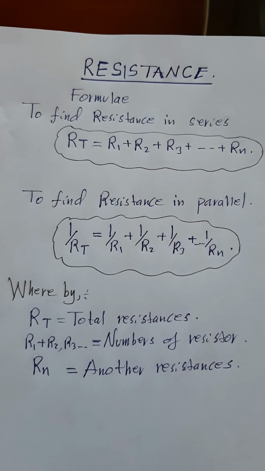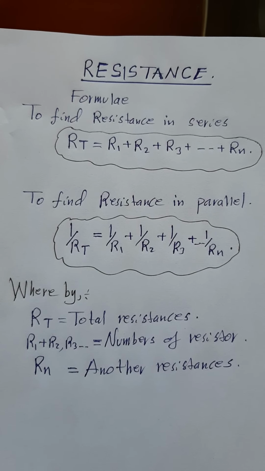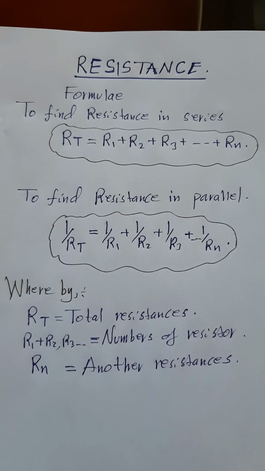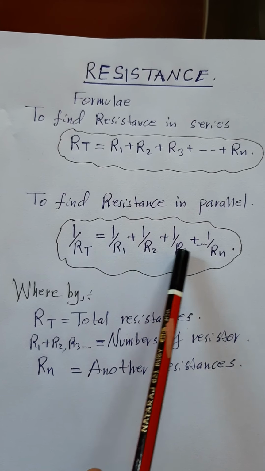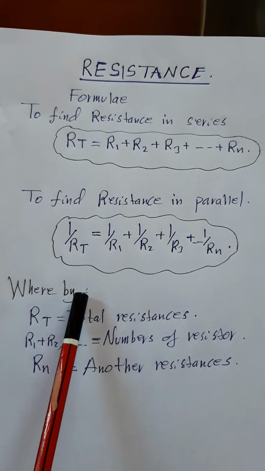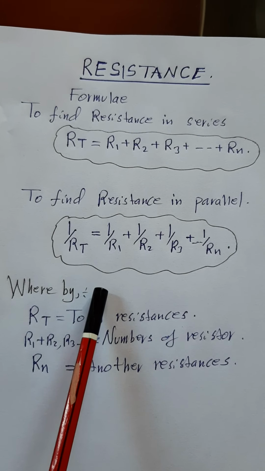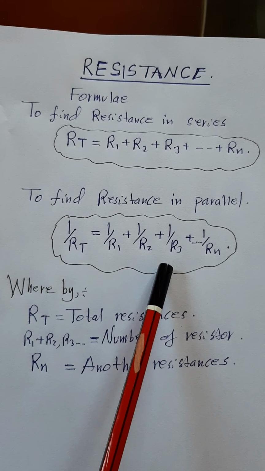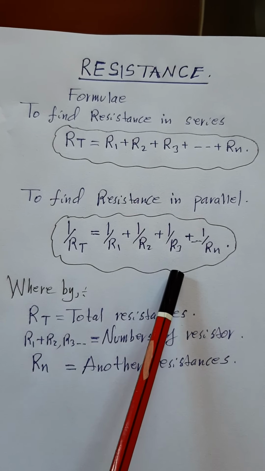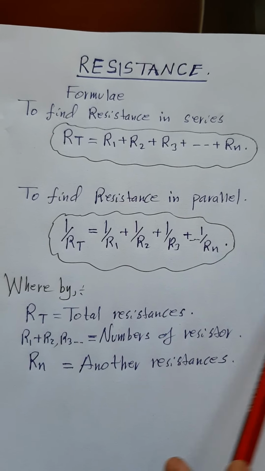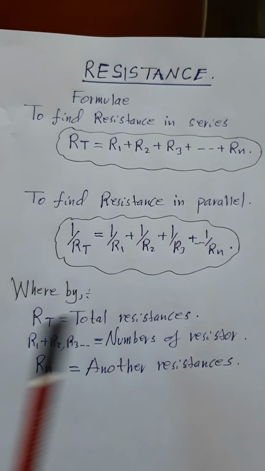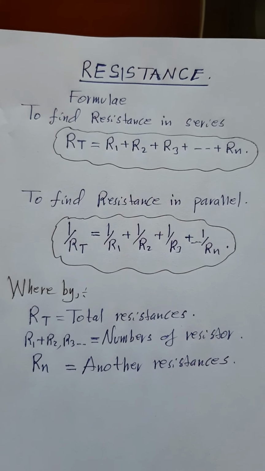Also, we have how to find the total resistance in parallel. In parallel, the formula is like this: 1 over the total resistance is equal to 1 over resistance 1 plus 1 over resistance 2 plus 1 over resistance 3 and plus another resistance, if there is, plus 1 over the resistance n. It means the next resistance, if there is.